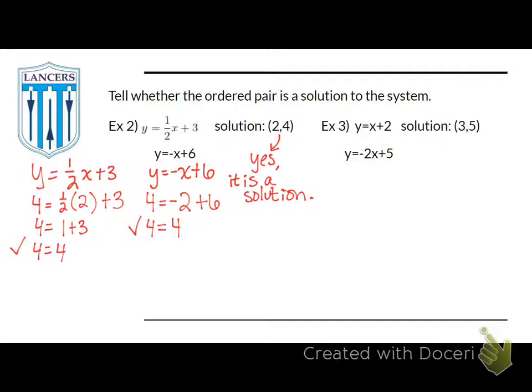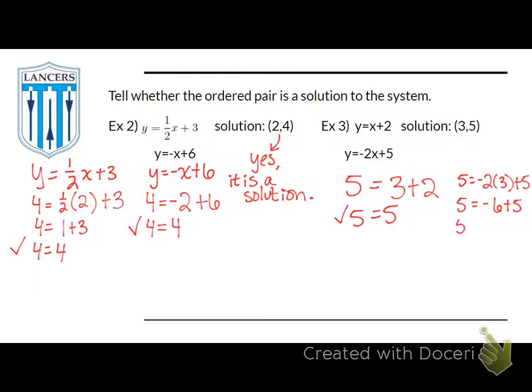Okay, if we were to try this in the first equation, it would look like it works. 5 equals 5, that works out. But when you move on to the second or bottom equation that they gave us, we would have 5 equals negative 2 times 3 plus 5. We would multiply, doing our order of operations, and then add. And that does not give us a true statement. So no, not a solution.